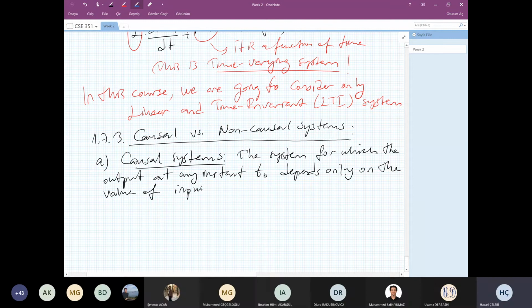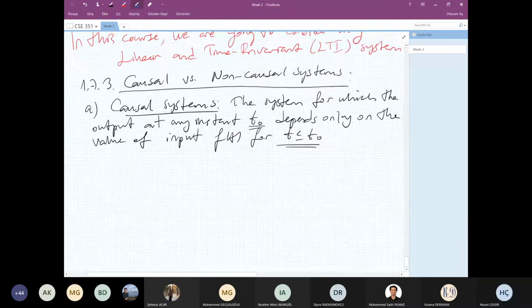Input f of t for t less than or equal to t naught. So a system where the output at any instant t0 depends only on the value of input f of t for t less than or equal to this value, t0, is called a causal system.